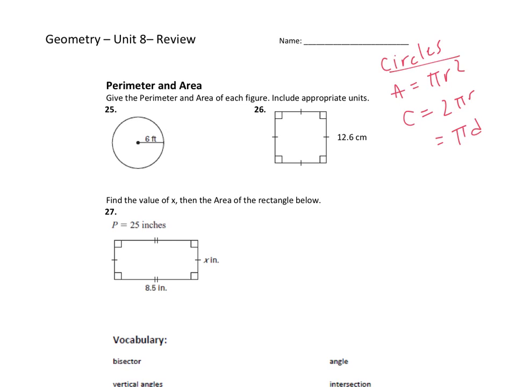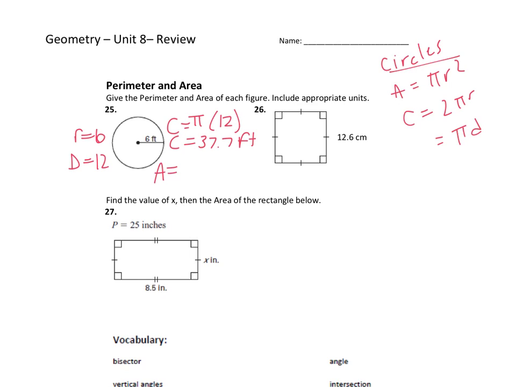So on number 25, first thing that you need to do is you need to know that the radius is 6 and that the diameter is twice that, so it's 12. To find, let's start with circumference. We're going to do pi times d, so pi times 12. And use the pi button if you're using a calculator. If you take pi times 12, you get 37.7. And so the circumference is 37.7 feet.